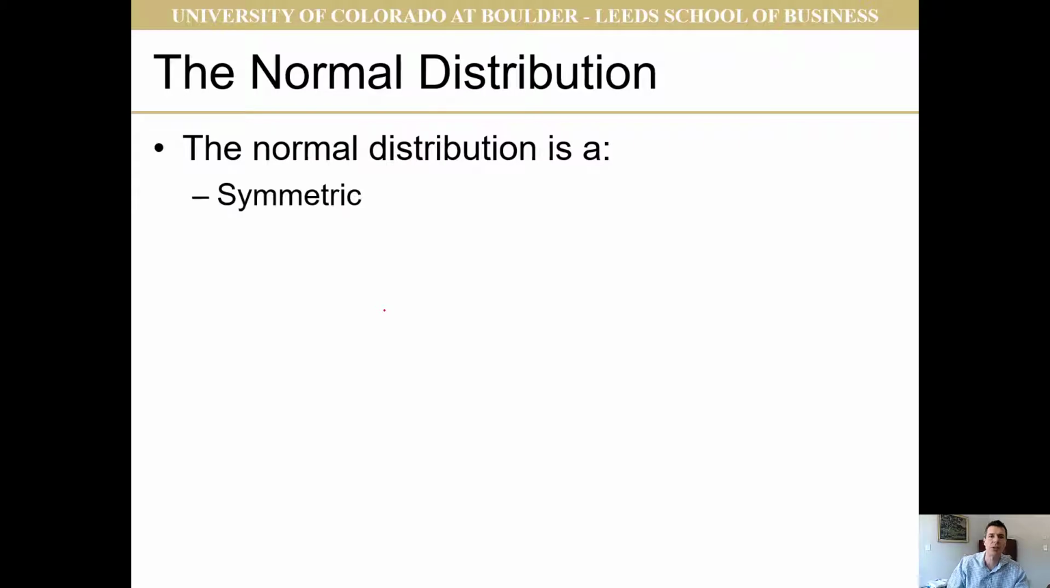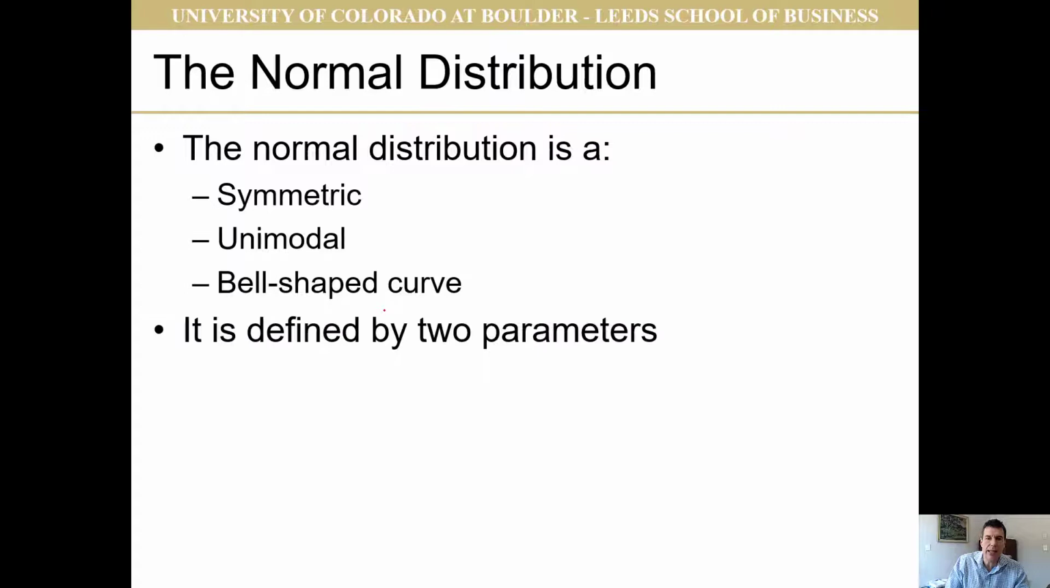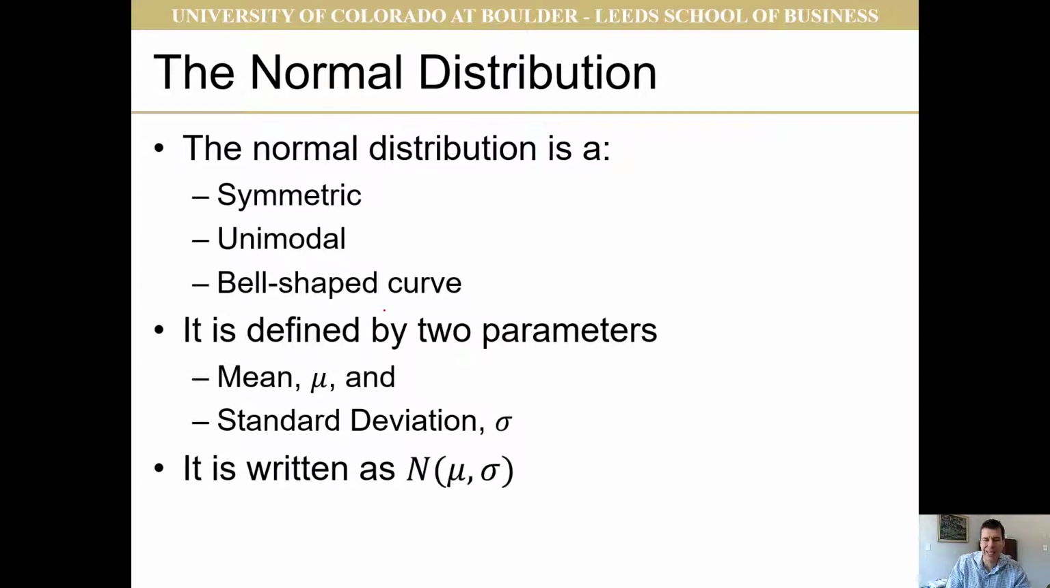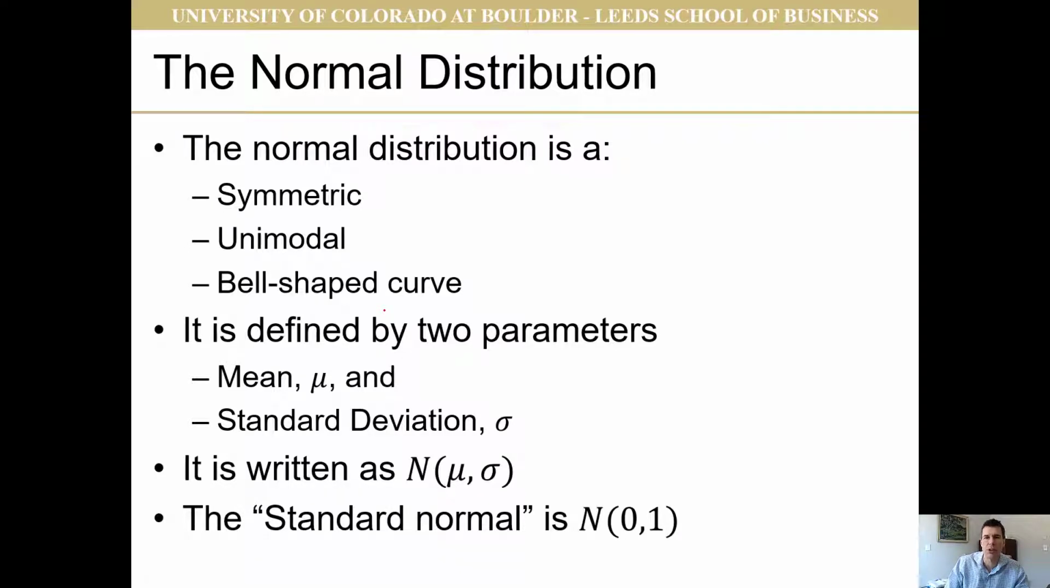Okay, so the normal distribution. The normal distribution is symmetric, meaning the left side of the distribution and the right side of the distribution are identical. Unimodal, meaning there's one place where most of the distribution lies. And it's a bell-shaped curve. We've all seen this. The normal distribution is defined by two parameters, the mean, usually written as mu, and the standard deviation, usually written as sigma. So we write this as N(mu, sigma). The standard normal distribution is N(0, 1). So the mean is 0, the standard deviation is 1.